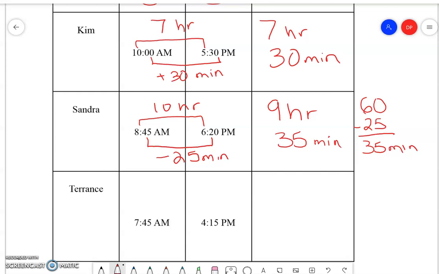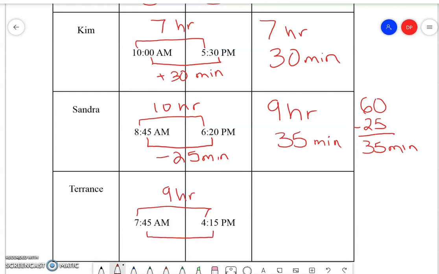Terrence is going to be pretty similar to that. From 7 to 4, you can count these out too on your fingers if you need to. 7 to 8 is my first hour. 8 to 9 is my second hour. 9 to 10, 10 to 11. 11 to 12, 12 to 1, 1 to 2, 2 to 3, 3 to 4. When I count that out, I'm getting 9 hours there.